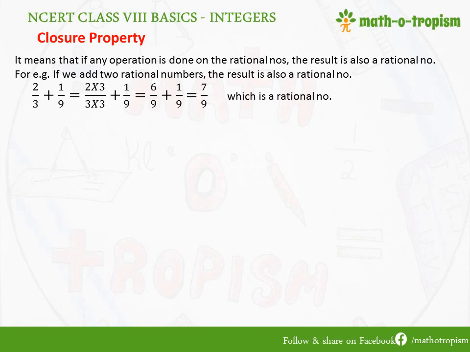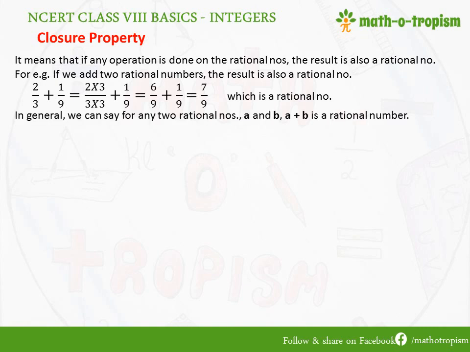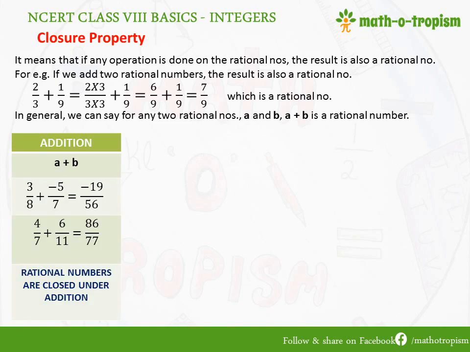So let us take an example. If we take 2 by 3 plus 1 by 9, we get 2 into 3 by 3 into 3 because we are making the denominator same by taking the LCM. So it comes to 6 by 9 plus 1 by 9, which is equal to 7 by 9, which is also a rational number. Hence, for two rational numbers a and b, if a plus b is also a rational number, we are saying that rational numbers are closed under addition. And if you are trying out with different rational numbers, the answer will still be a rational number, and hence rational numbers are closed under addition.